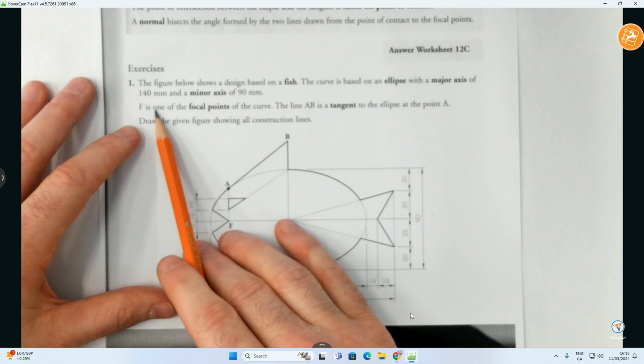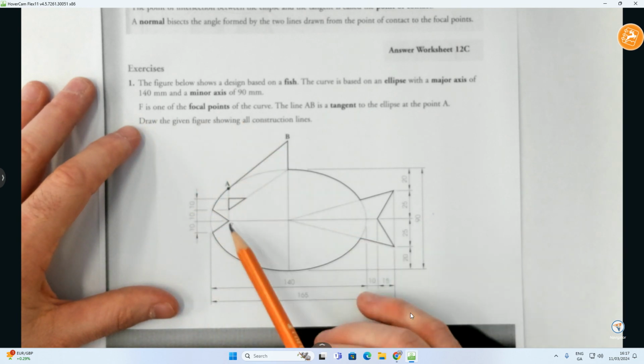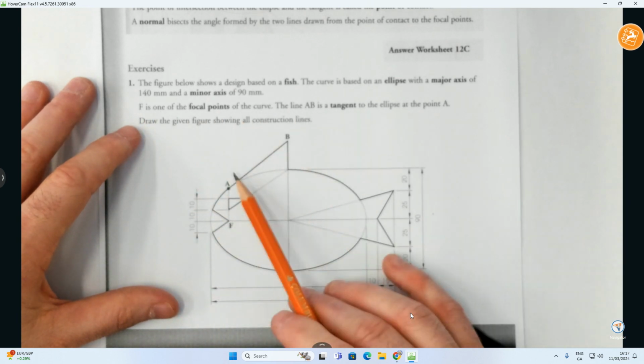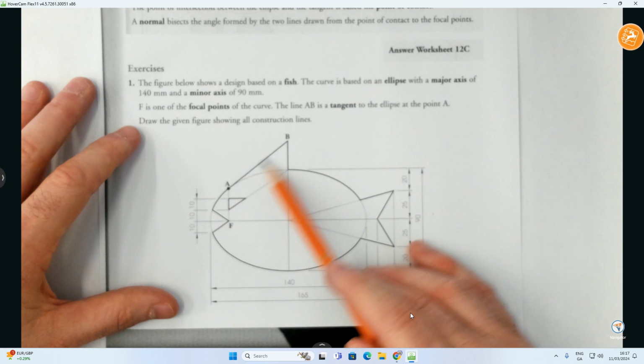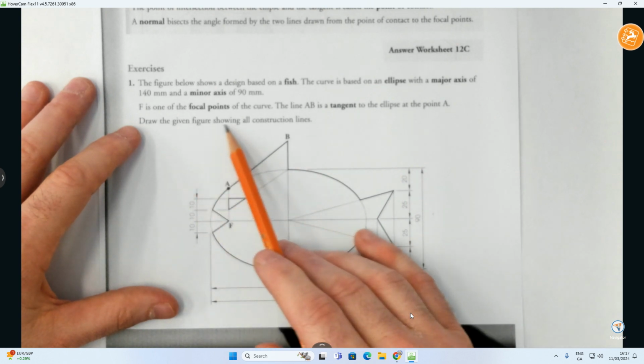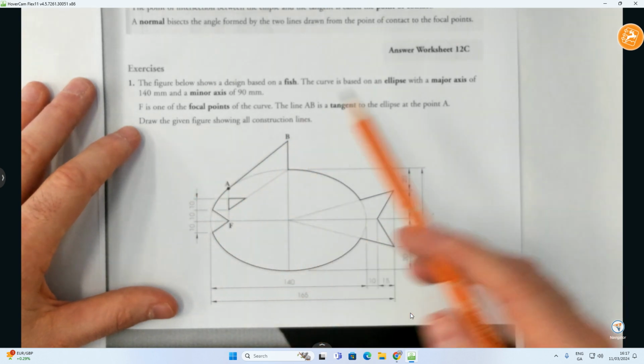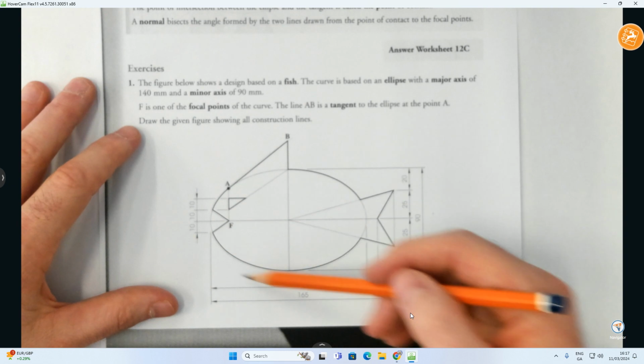It says here, F is one of the focal points of the curve. The line AB is a tangent to the ellipse at point A. Then it says, draw the given figure showing all construction lines. So starting off, we're going to focus on doing the ellipse.